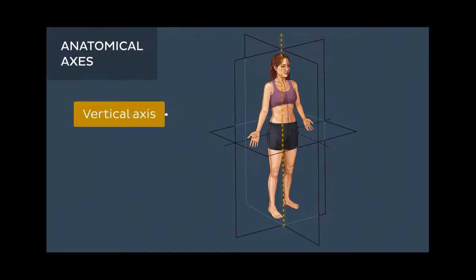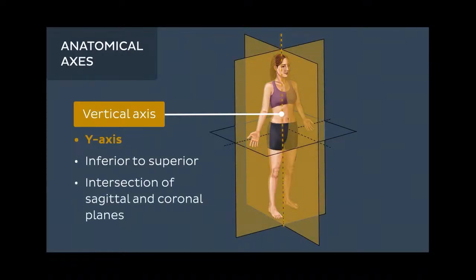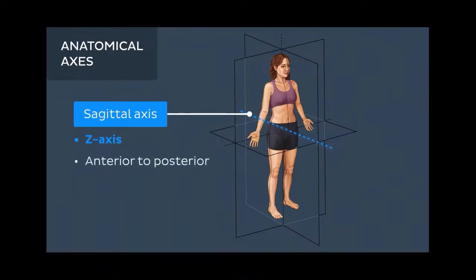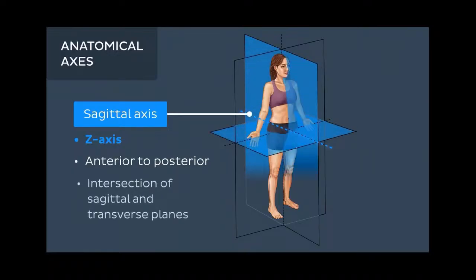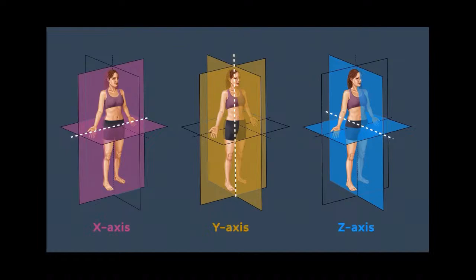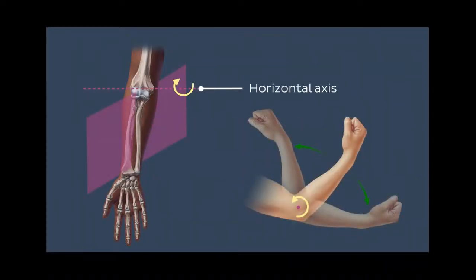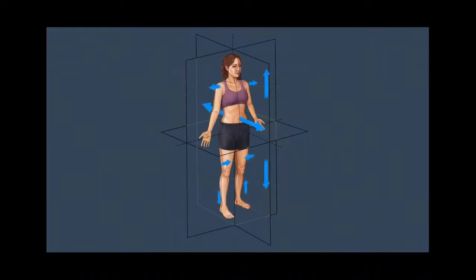The vertical axis, also known as the longitudinal or y-axis, passes inferior to superior, and is formed by the intersection of the sagittal and coronal planes. And the sagittal axis, known as the antero-posterior or z-axis, passes from anterior to posterior and is formed by the intersection of the sagittal and transverse planes. These axes are usually used to describe a line around which a body part rotates, typically the movement around a joint. For example, the elbow joint sees the movements of flexion and extension occurring around a horizontal axis in the sagittal plane. And that's it!